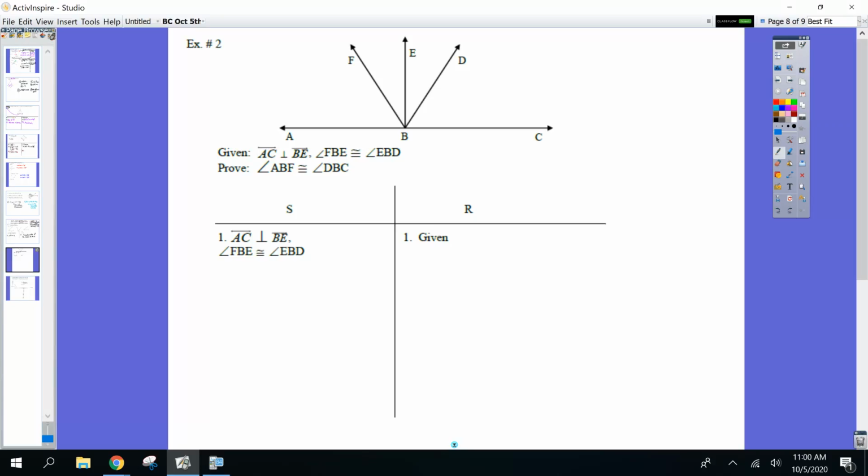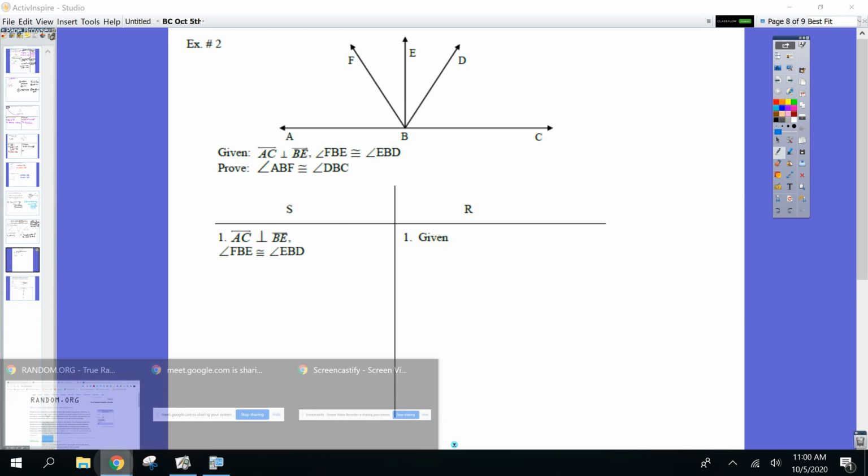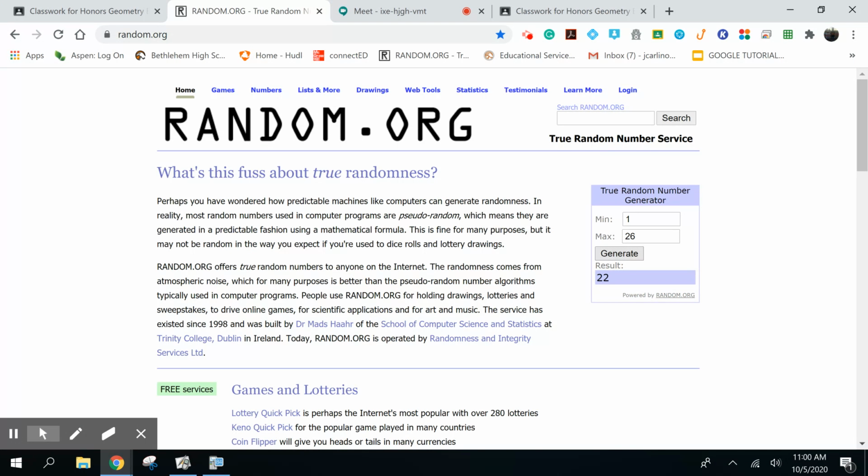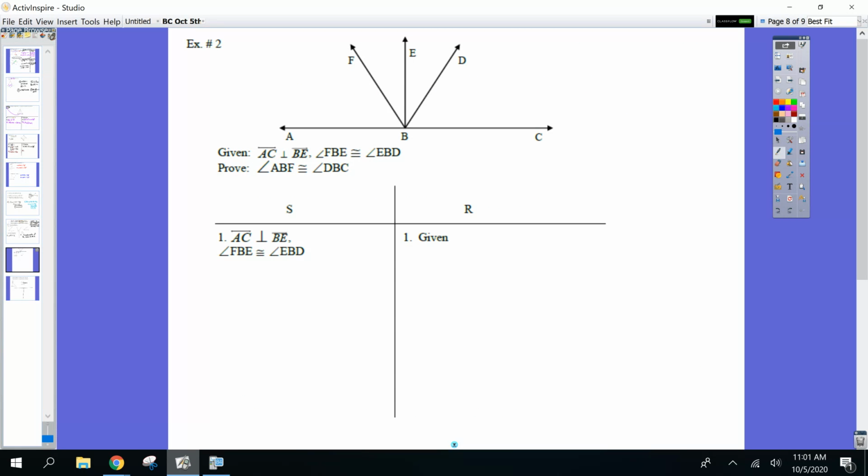I got perpendicular and I got congruent angles. Go ahead and mark your diagrams. While you're doing that, let me know what you're marking your diagram with. Here you go, 22. Hannah, what are you marking your diagram with? Sorry, I couldn't unmute my mic. It's all right. What markings are you putting on your diagram, Hannah? An arc mark at FBE and EBD, right, to show they're congruent?